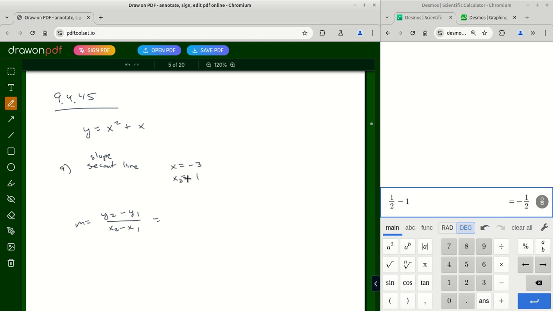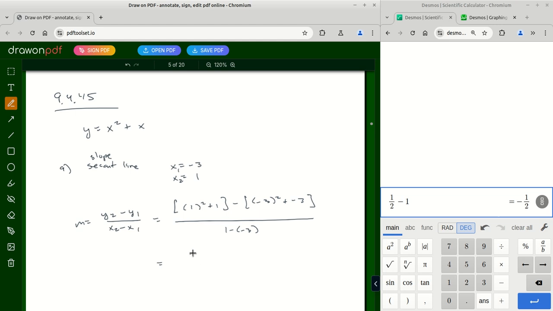So I'm going to take these and plug them in. This is x2, this is x1. So I'm going to just plug those in directly, but here I have to plug them in to get the values. So here we go. I got 1 squared plus 1 minus, and then I've got -3 squared plus -3, all over the 1 minus a -3. Okay, trying to keep it all straight.